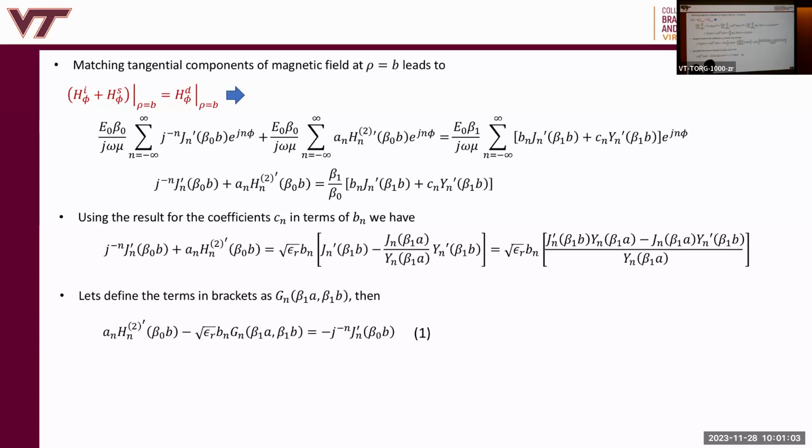And using the result for the coefficients Cn in terms of Bn, which we derived by using the tangential electric field goes to zero boundary condition at rho equal to a, we can plug in for Cn right here. Bn times this was Cn, right? And now we have square root of epsilon r because beta 1 over beta naught, the only difference between those two, is a square root of epsilon r. Okay, in this derivation, I'm assuming that mu r equals 1, all right?